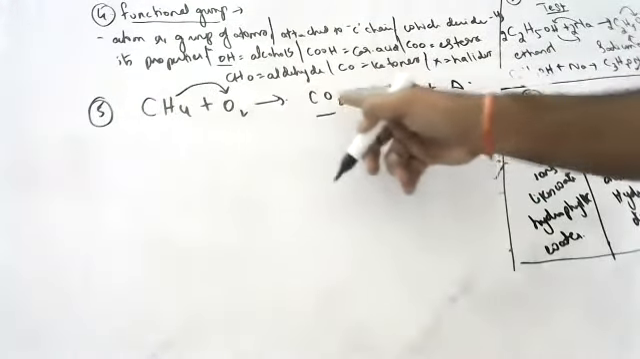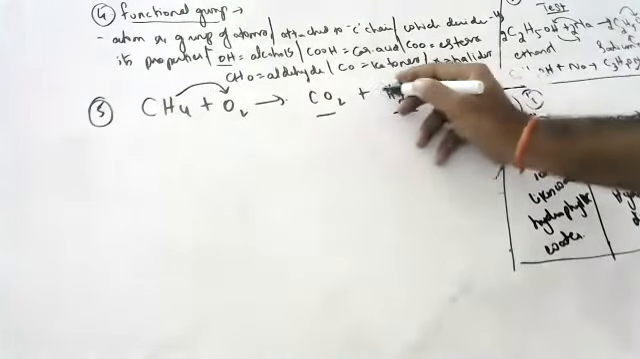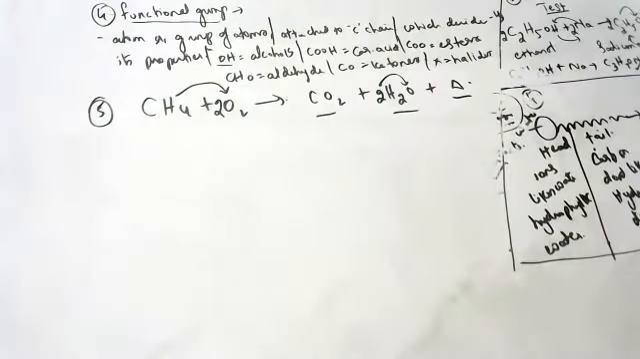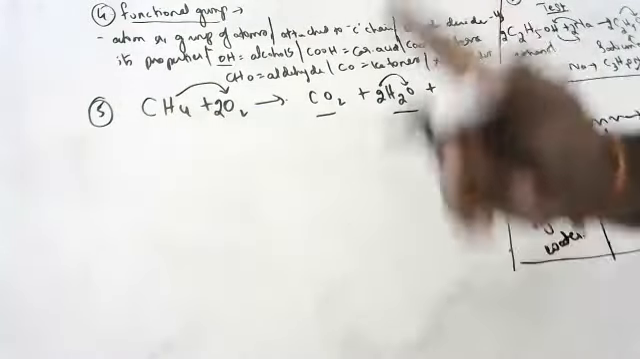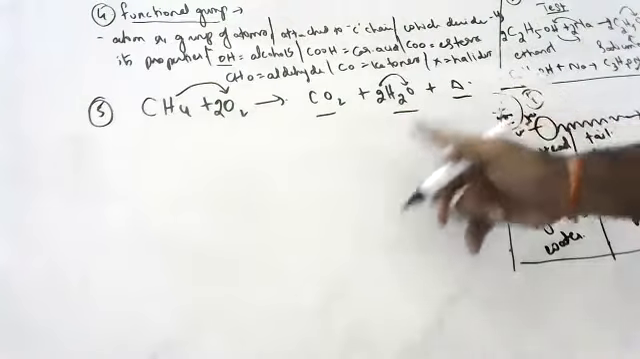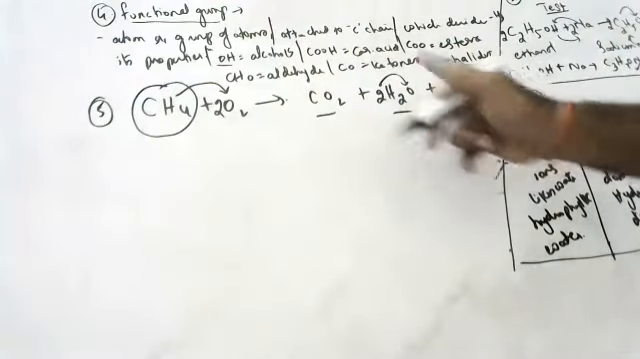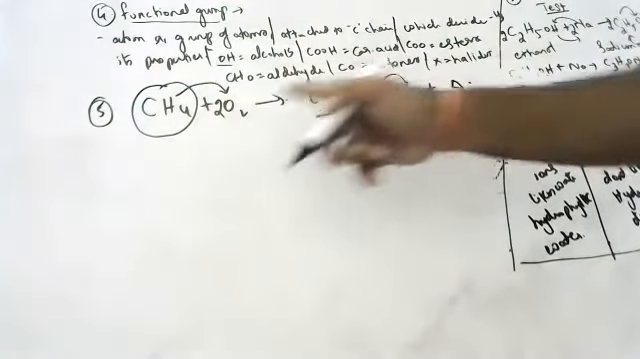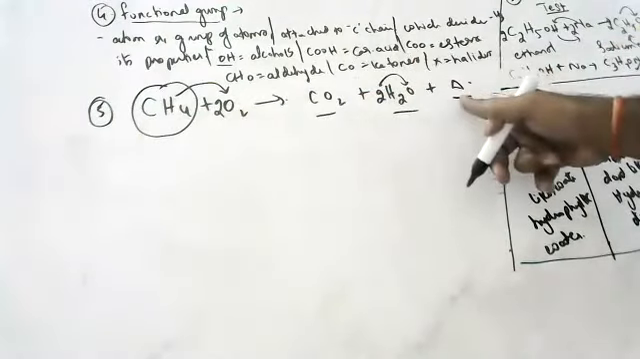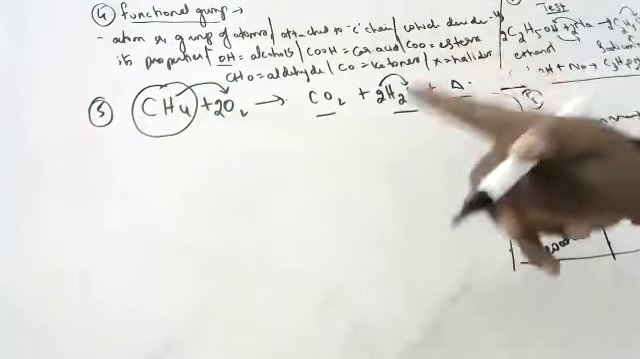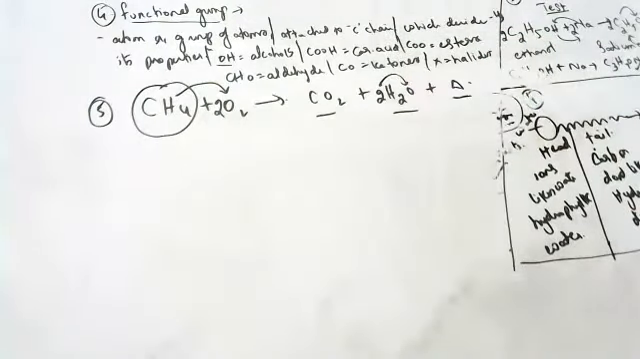One carbon, two oxygens, four hydrogens, put here two. Now oxygens are becoming 2 plus 2, 4, so put here two, it is balanced. Methane, or any organic compound, on combustion gives carbon dioxide and water, and it is exothermic. That's why organic compounds are used as fuels. Why are they used as fuels? On combustion, they liberate energy. This type of reaction is called an exothermic reaction.